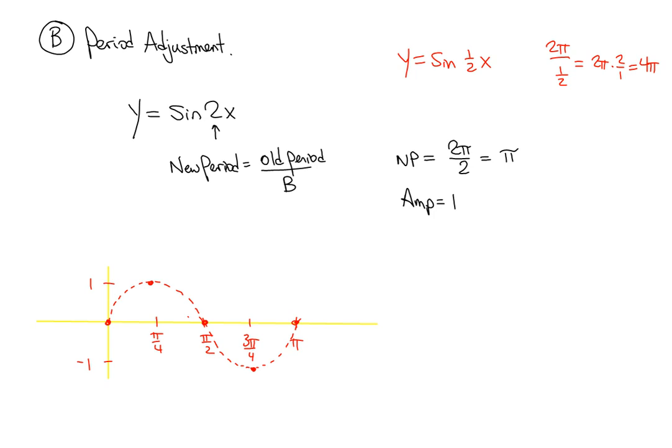Okay, the next transformation is C, but that's going to be tomorrow. So we'll talk about that on the next lecture. The next one we're going to talk about today is going to be D. And D is your horizontal shift. Excuse me, your vertical shift. Sorry about that. D is your vertical shift.